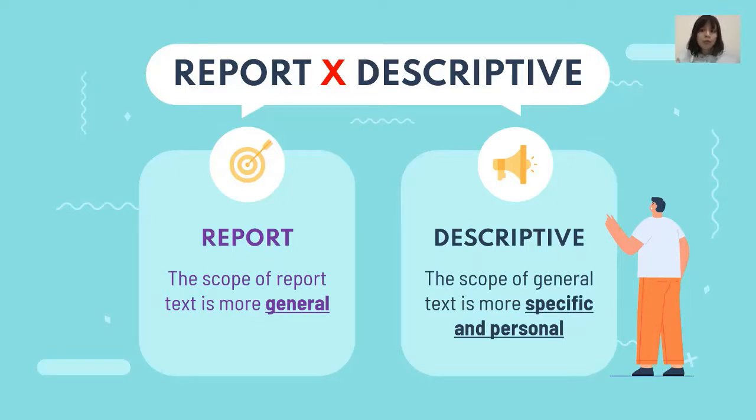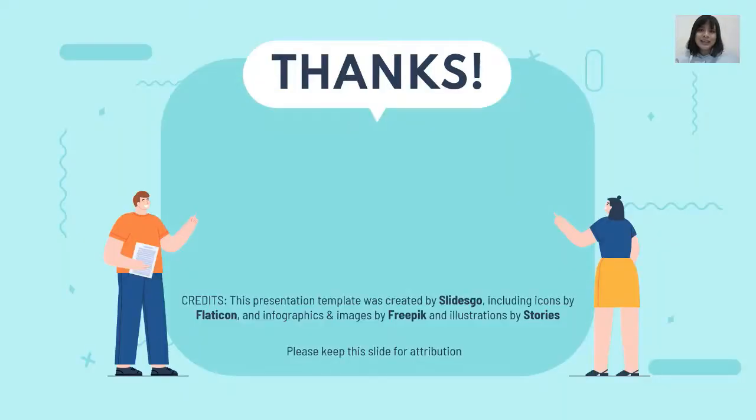Or maybe you can also write a descriptive text about Candi Borobudur. However, instead of giving the general information about Candi Borobudur like the location or the site, you can write something about it from your point of view or impression as a tourist. That is the end of descriptive text explanation.